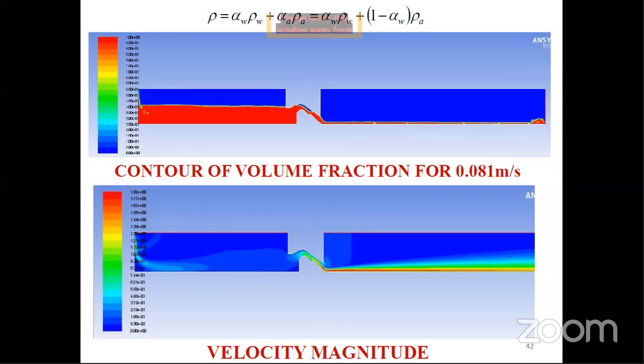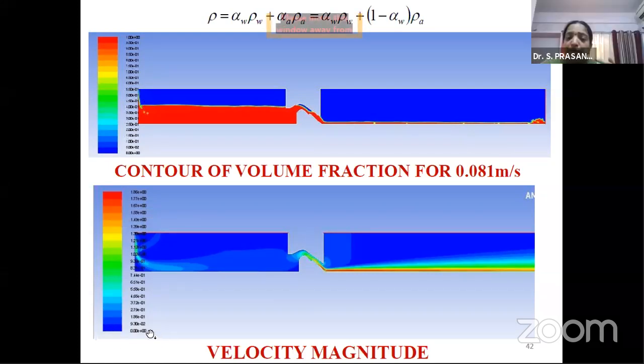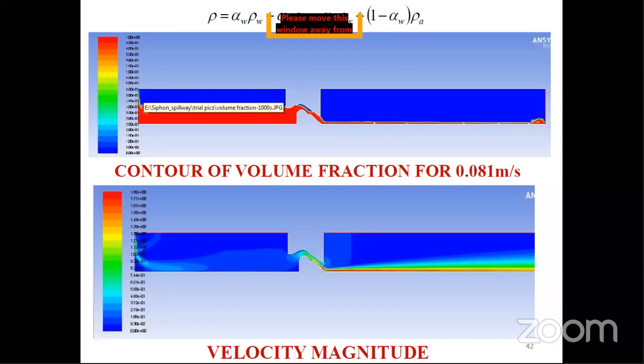But see, here I'm looking at velocity magnitude, so my values are in meters per second. Here I'm looking at volume fraction, where it is dimensionless, so it is giving me in the form of decimals. That's the difference. You can get it.